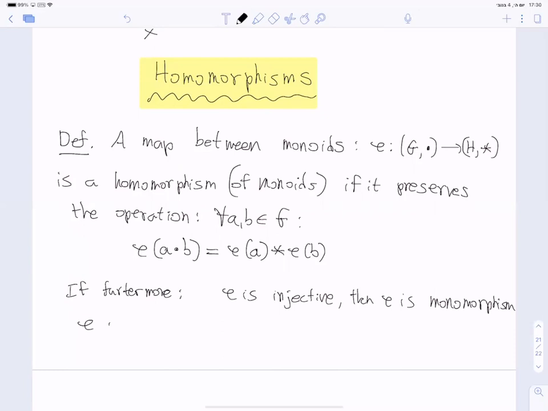If phi is furthermore surjective, so a surjective homomorphism, we call it an epimorphism.